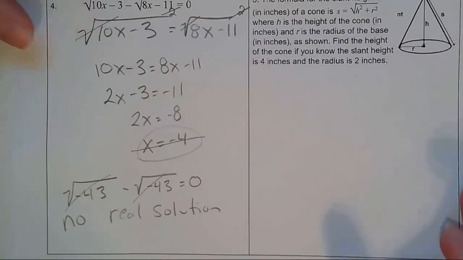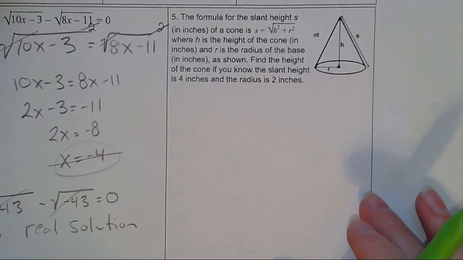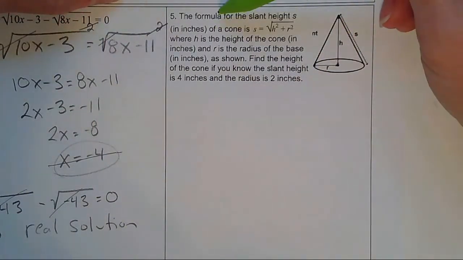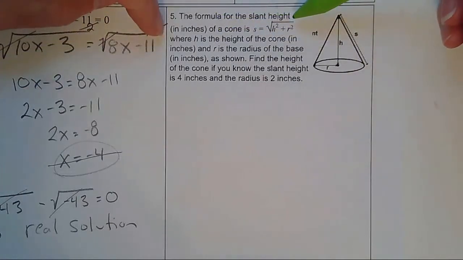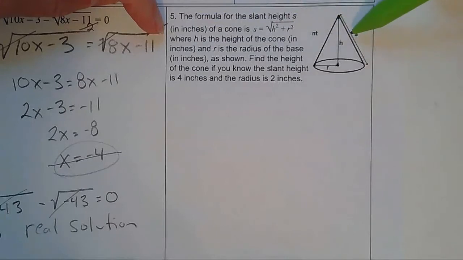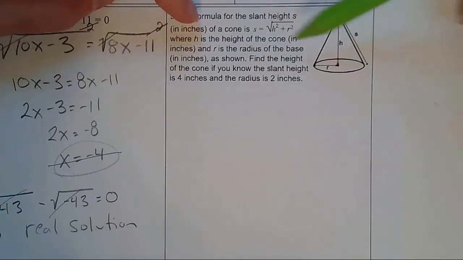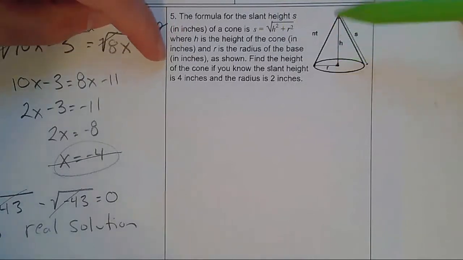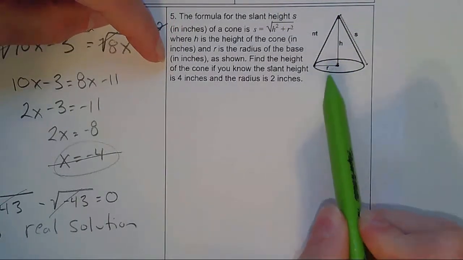Okay? All right, and then last question here. We have a cone here. The formula for the slant height S, and you'll do this in geometry just next year, the formula for the slant height S of a cone is S equals that jazz, where H is the height of the cone and R is the radius of the base.